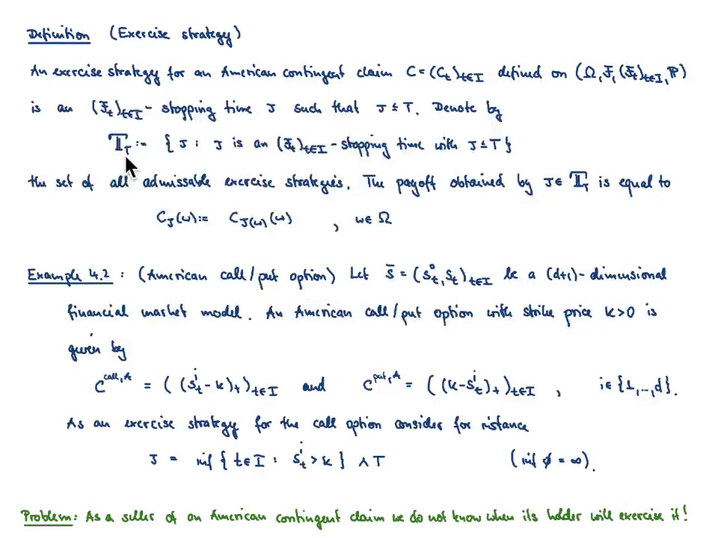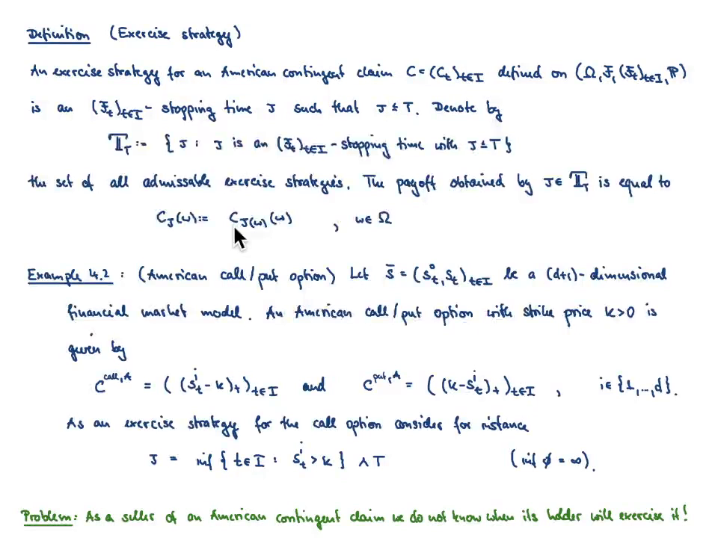And in order to remind you what it means to exercise our American contingent claim at a random time point, here is the definition. So C_tau of omega is defined in the following way, namely, I first compute or evaluate our stopping time at a given omega, and then I plug that thing into our adapted process C and evaluate that process at that random time point. And you see in that way we obtain a way to exercise also our American contingent claim at random times.